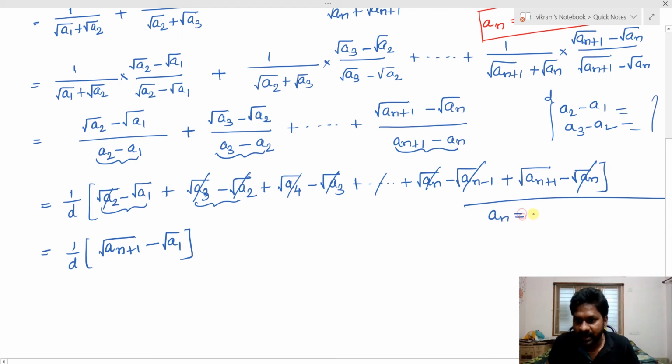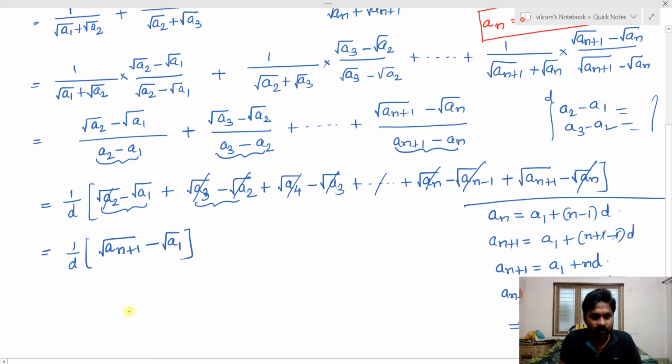a n can be written as the nth term of an AP: first term plus n minus 1 into d. Now what is the a n plus 1 term? It is a1 plus n minus 1 with n replaced by n plus 1, into d. Then a n plus 1 is equal to a1 plus n times d. Then a n plus 1 minus a1 is equal to n times d. From this we can write d equals a n plus 1 minus a1 by n.